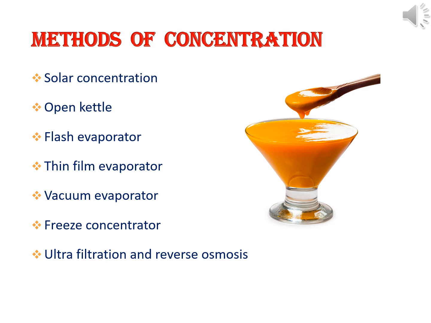Now let's go through the different methods of concentration. As shown in the figure, let's go through different examples of concentration methods. They are solar concentration, open kettle, flash evaporator, thin film evaporator, vacuum evaporator, freeze concentrator, ultrafiltration, and reverse osmosis. There are many other different types of concentration and evaporation methods available now.